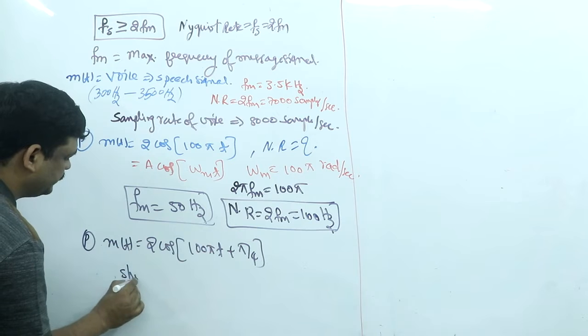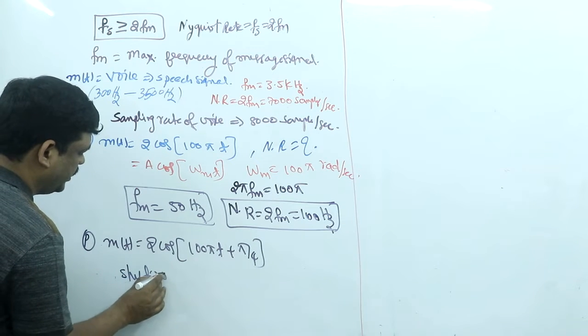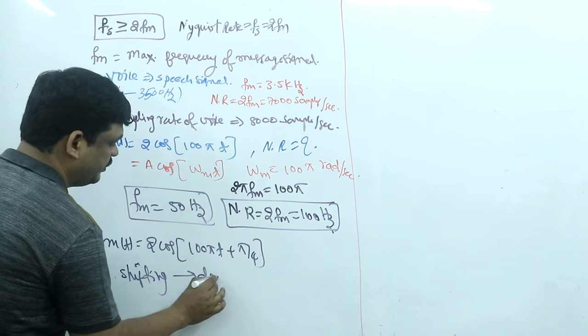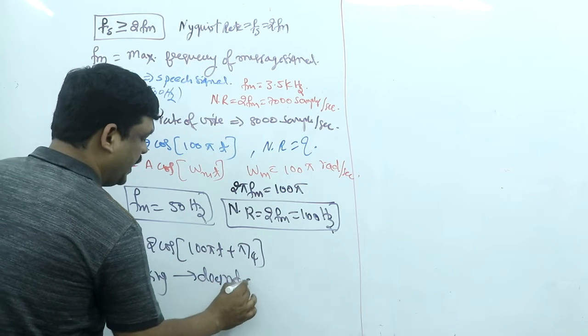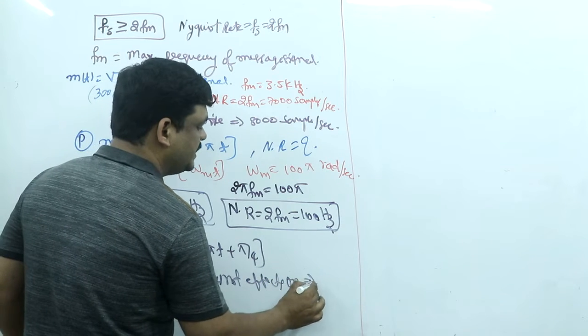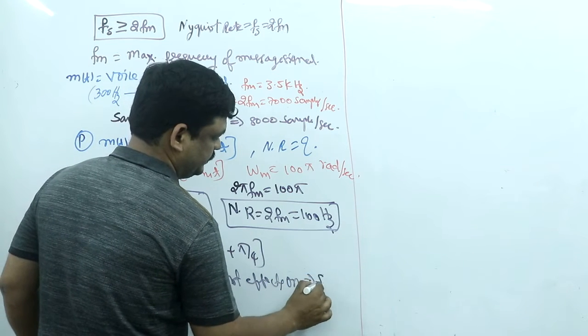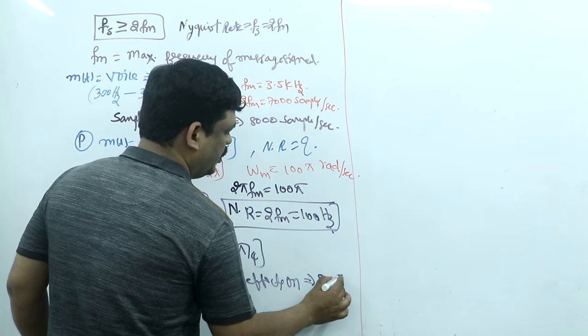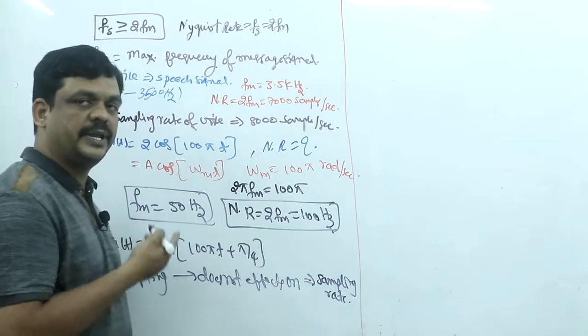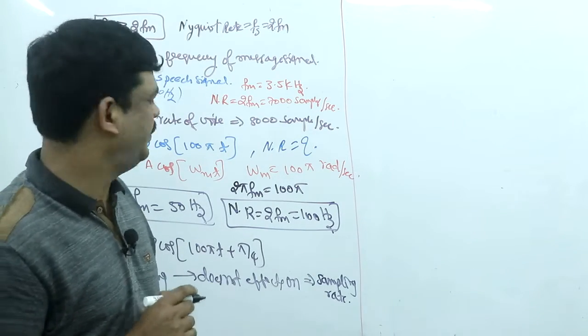This is also one of the important points here. Shifting operation does not affect the sampling rate. Okay, so the shifting operation of the signal does not affect the sampling rate. This is one of the important points.